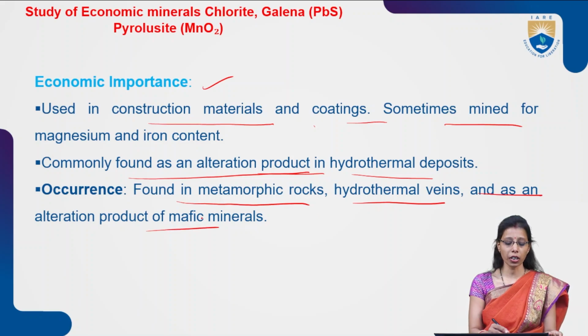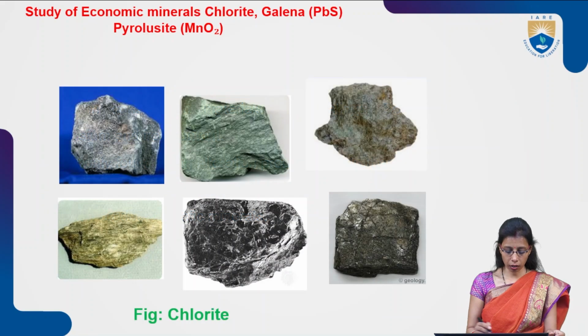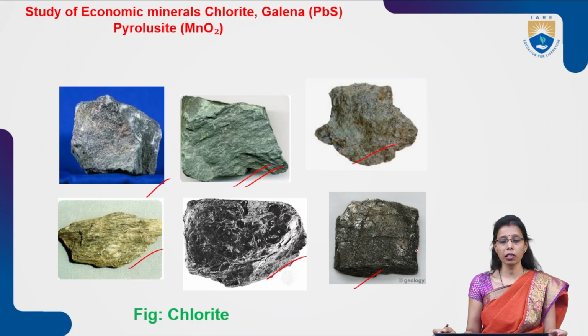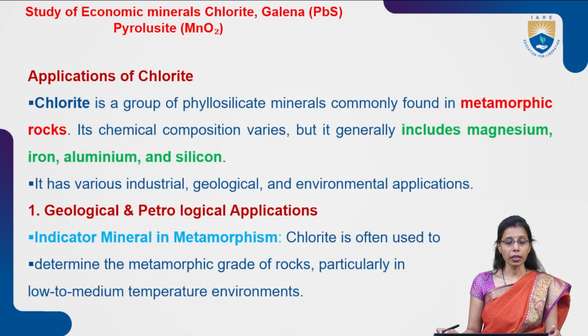So what is mafic here? We have discussed many times in the previous lectures, mafic means rich in magnesium and iron. Now chlorite basically looks like this. It comes in a pale to greenish color. Sometimes it will be this color, sometimes we may see different colors based on the mineral content and the composition of this mineral. But even though the color varies, the streak will be the same.